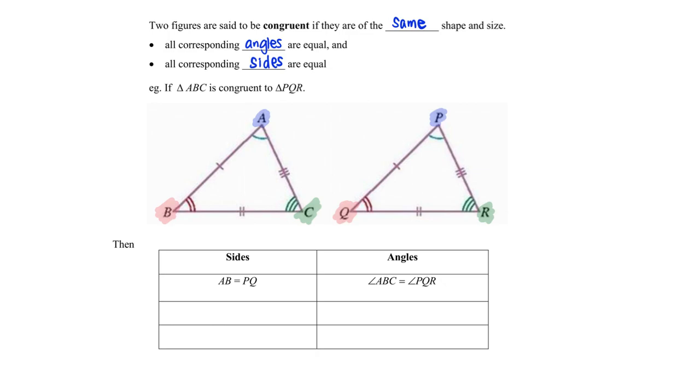Notice point A to B, AB. So I'm going to write P and Q. Same order. So point B to C, see the line, is equal to Q R. And the side A C is equal to the side P R.